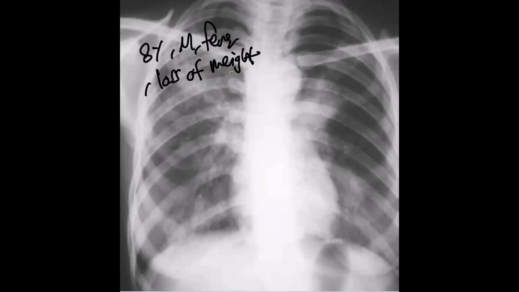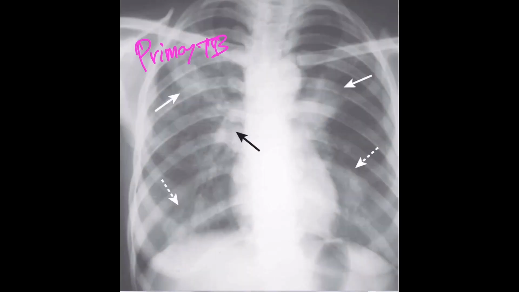So this is the chest X-ray of an 8-year-old boy who presented to ED with fever and loss of weight. What do you think? So this represents primary tuberculosis. You have unilateral perihilar lymphadenopathy. So perihilar lymphadenopathy may be the only manifestation of primary TB, especially in children.